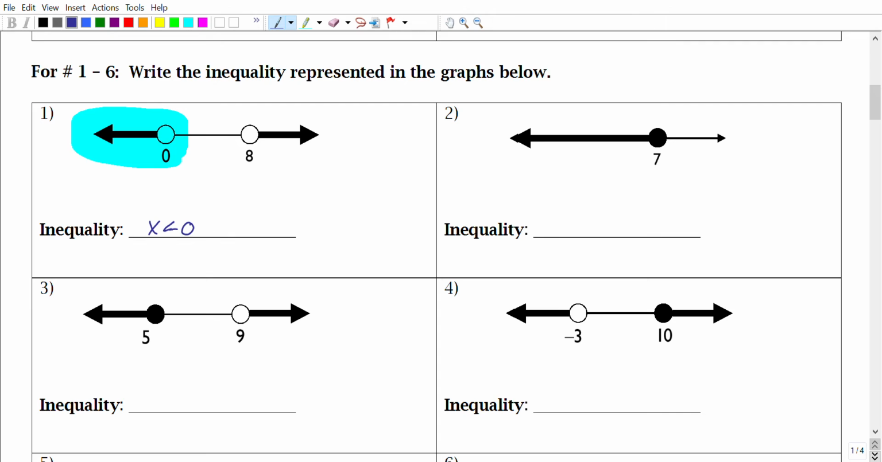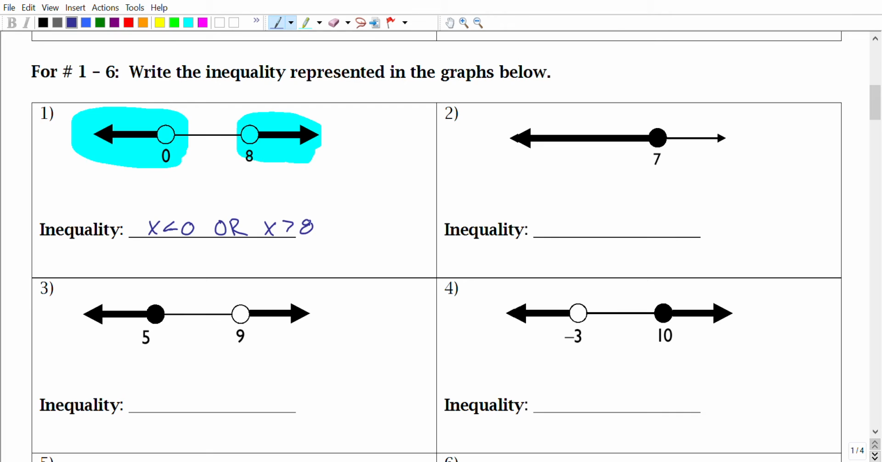Okay, or my solutions can also go to the right. So again, or my solutions can go to the right, which means I have an x and an 8, and because I'm going to the right on a number line is greater than, so I have x is greater than 8. So my entire compound inequality is x is less than 0 or x is greater than 8.